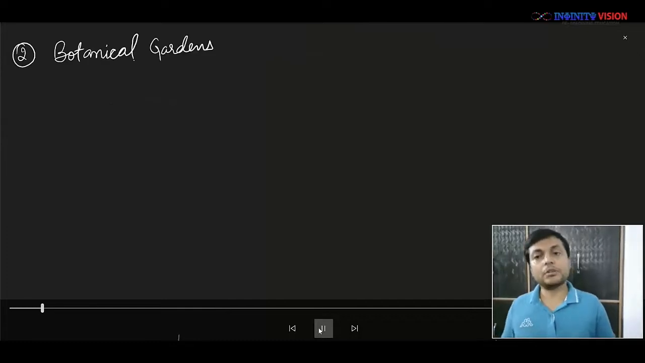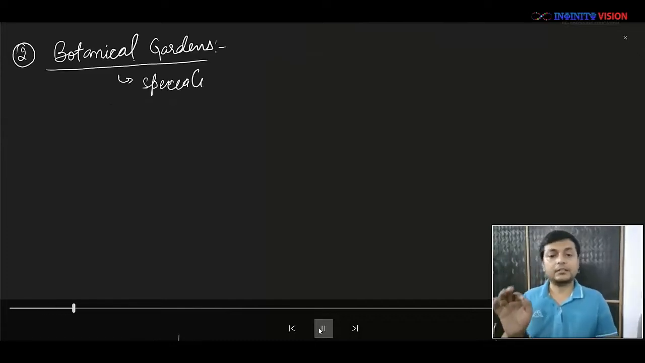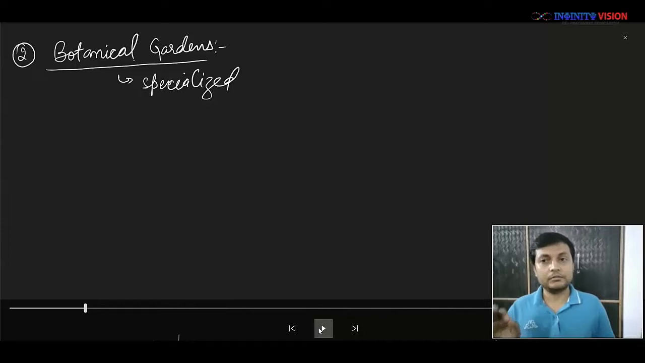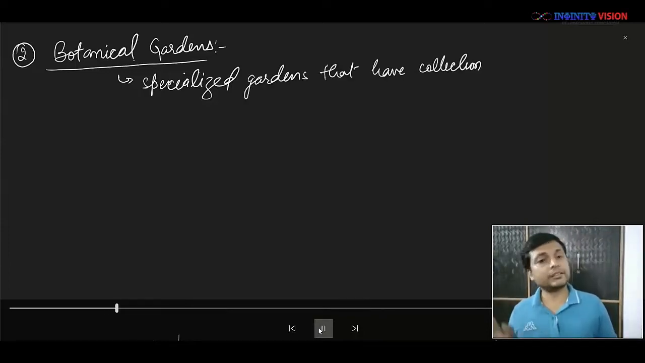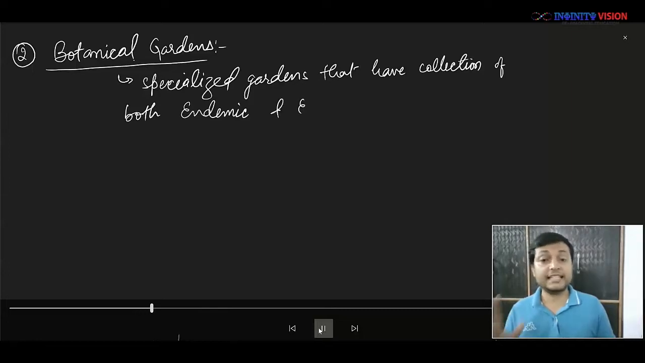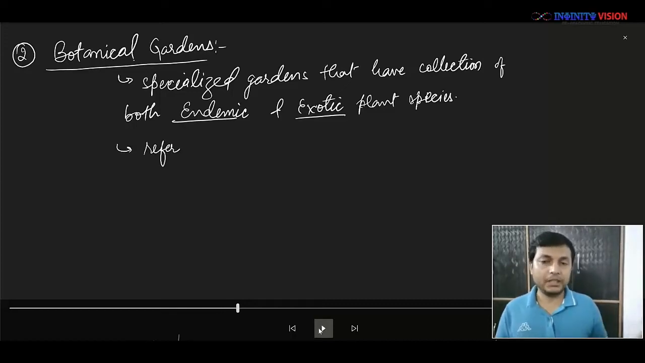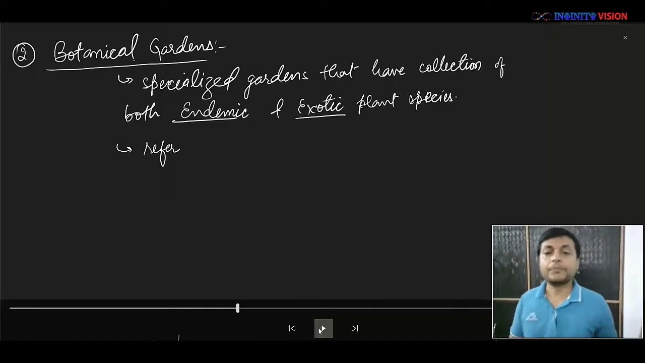The second taxonomical aid is botanical gardens. Okay, botanical gardens, what are these? These are specialized gardens that could have a collection of both endemic and exotic plant species. Now, when we are talking about endemic and exotic, what do we mean? Many of you may or may not know. Endemic are the species which belong to that particular place or who are native to that area. So that is endemic.